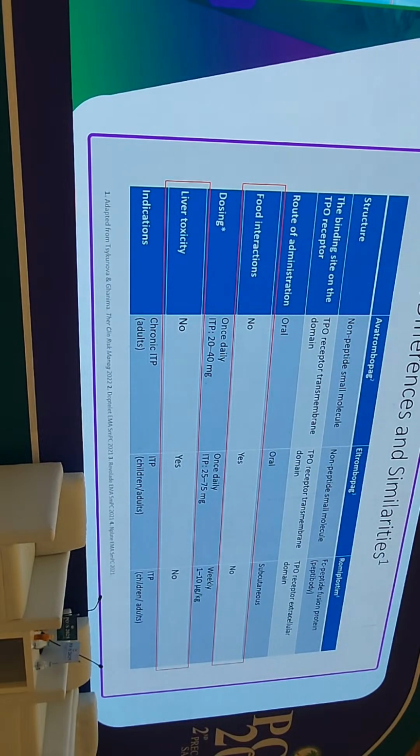The other point I want to make is the liver toxicity. Eltrombopag causes liver toxicity, in certain populations like Far East, Chinese, Asian, you have to use a lower dose because based on the studies they noticed higher toxicities, whereas the other is safe. The indication of these drugs is approved only for chronic ITP, not upfront, not for persistent.